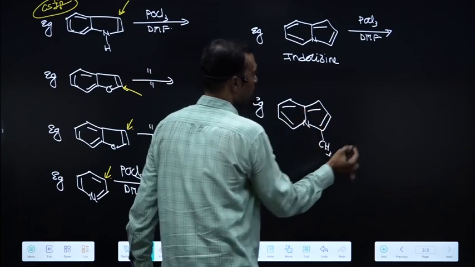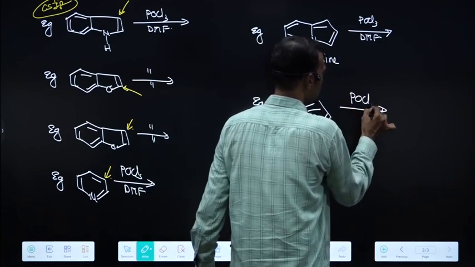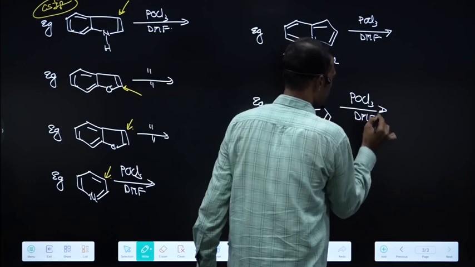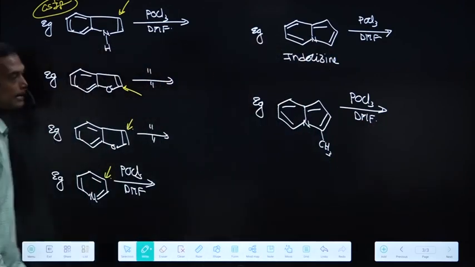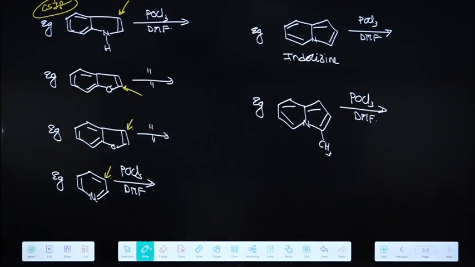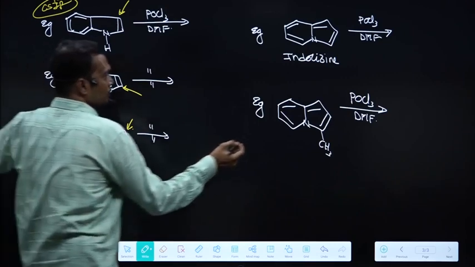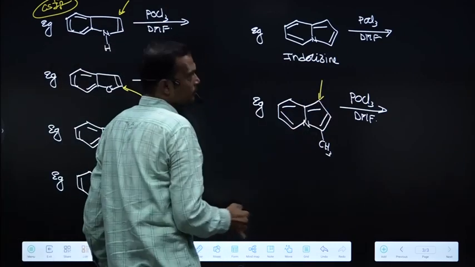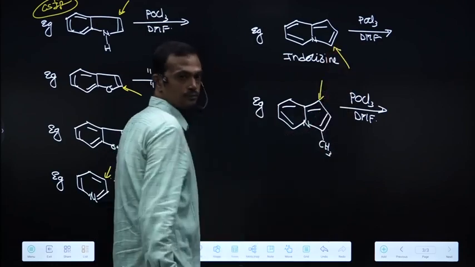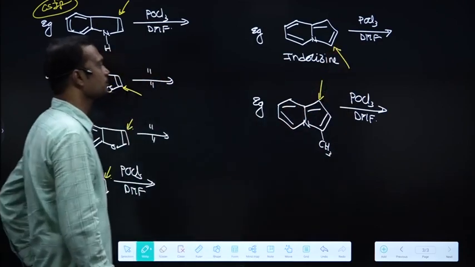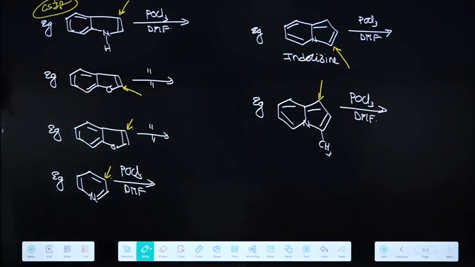If this position is covered by methyl, POCl3 in presence of DMF, what is your answer? So here you add the formyl group in this one. Now here you add very close to nitrogen. These positions you need to remember. DMF is a very important reagent. Remember, POCl3 and DMF they will ask regularly.